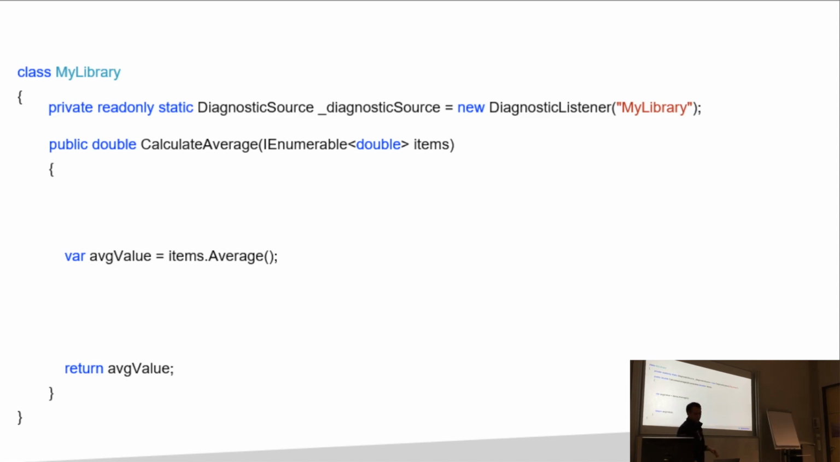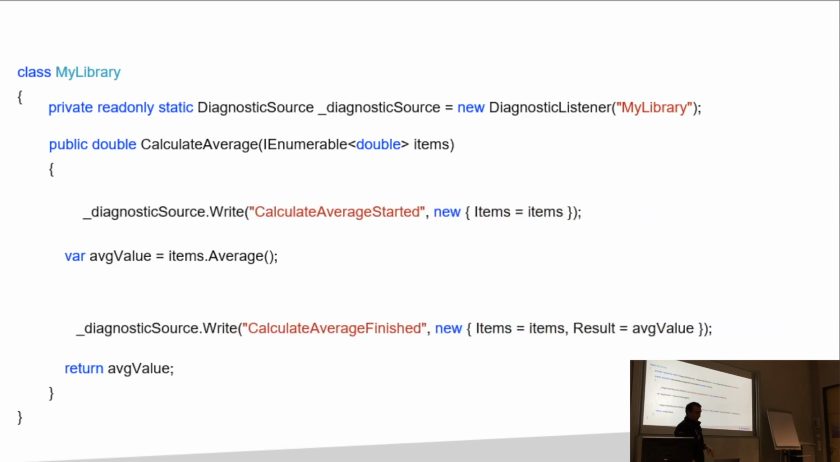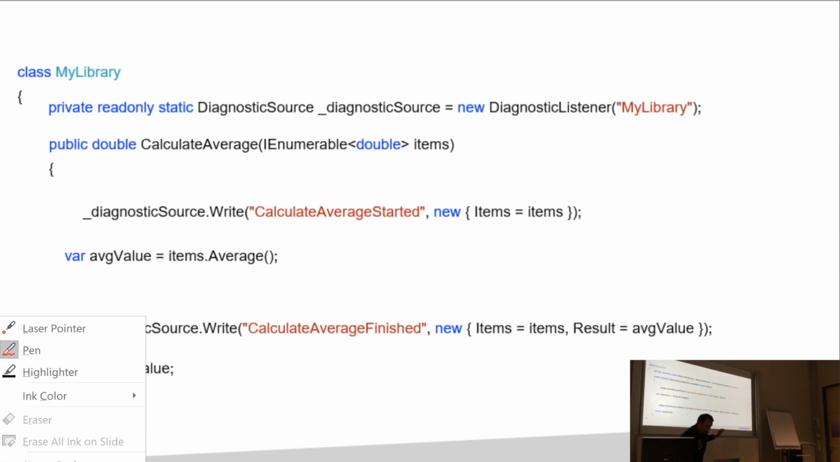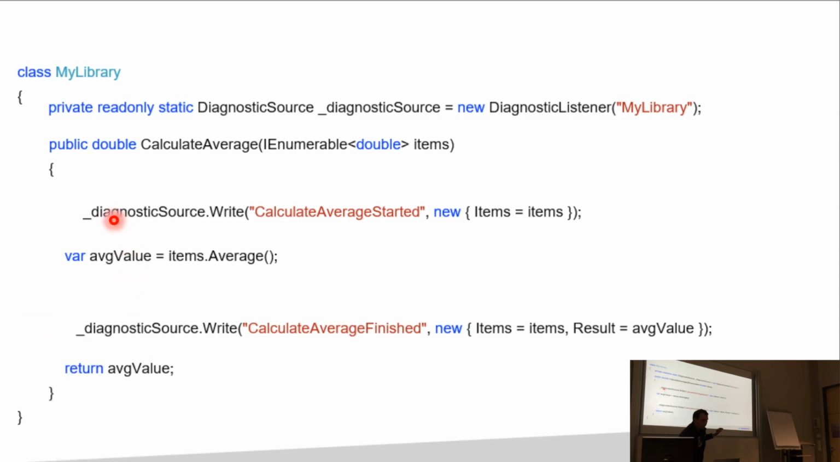So that's why it should be static. And with DiagnosticSource.Write, you can write diagnostic source information. So what happens here, let me use the laser pointer. With this DiagnosticSource.Write, I told you that it works with objects. So it has a key. This is the key of this diagnostic source information. And this is the payload. And this can be anything.